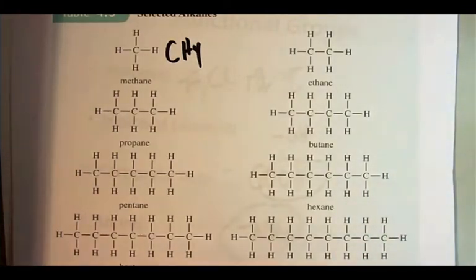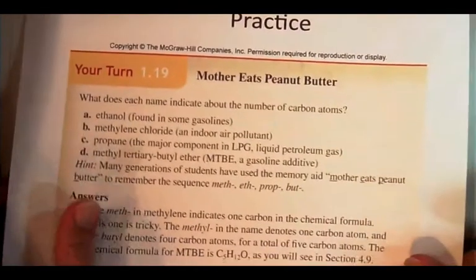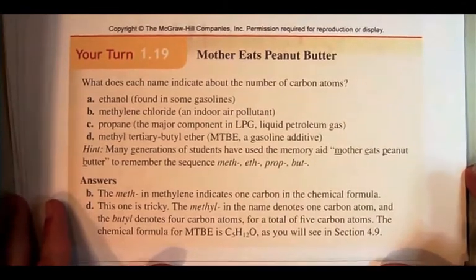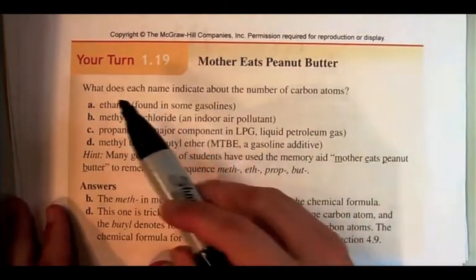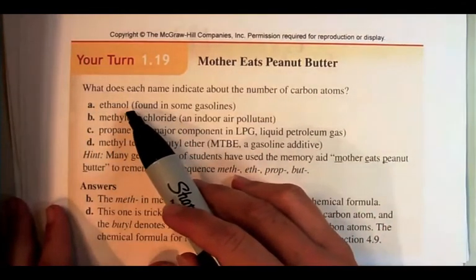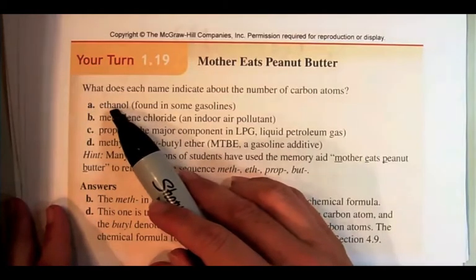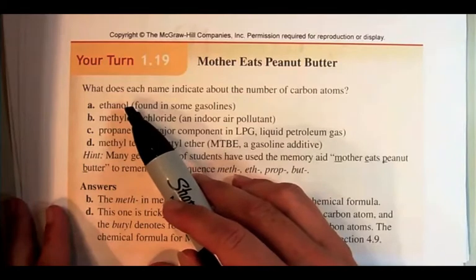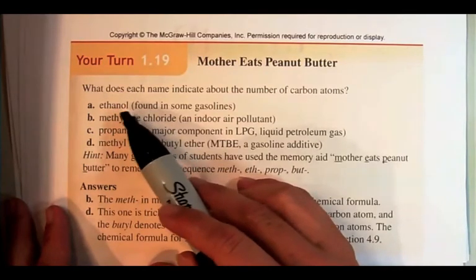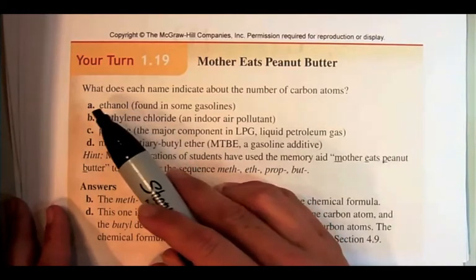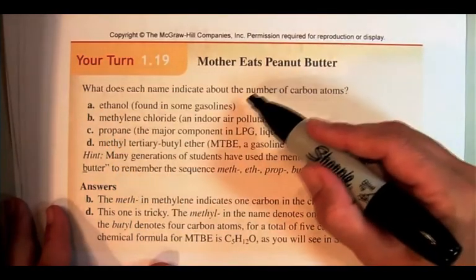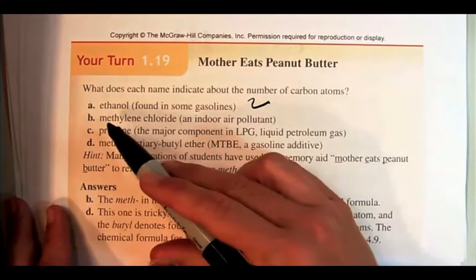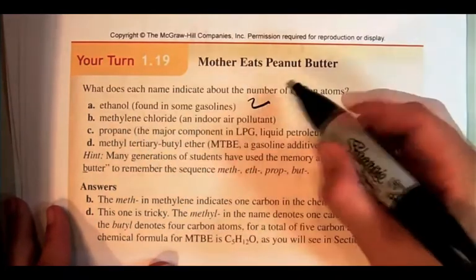For example, there's a practice from your textbook, and it says, what does each name indicate about the number of carbon atoms? This particular compound, ethanol, the eth in ethanol is telling me how many carbons. The OL is telling me, by the way, that it's a hydroxyl group or an alcohol, but all they're asking you is how many carbons. Eth indicates that there's two carbons from what you just memorized. Methylene chloride, meth, that's from methane. That means that there's one.